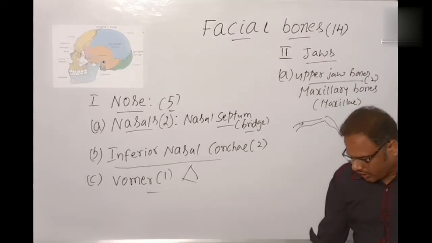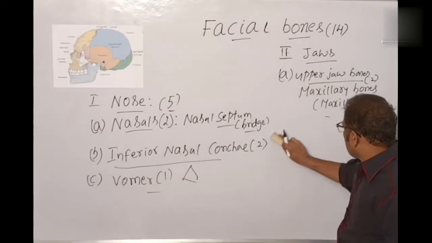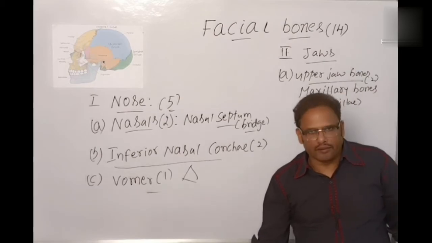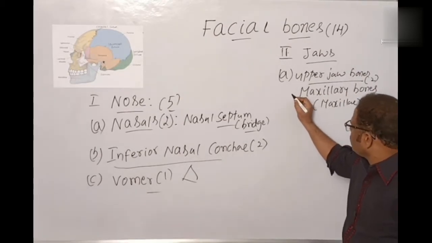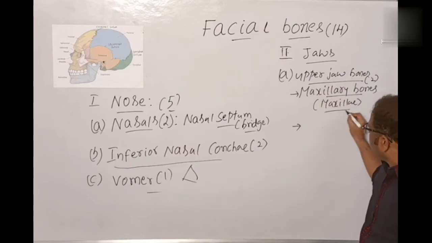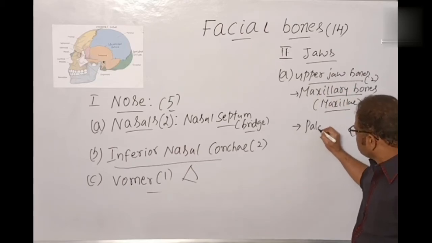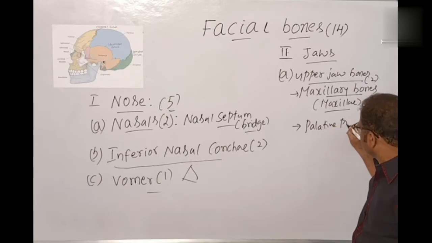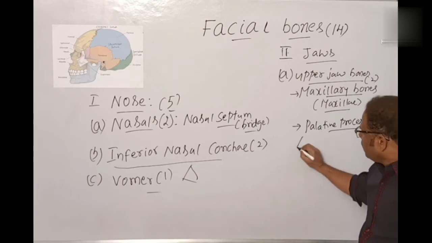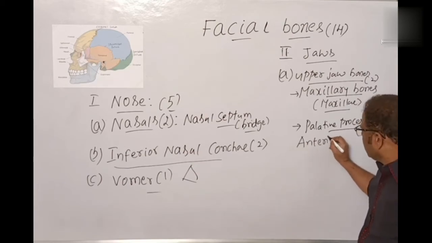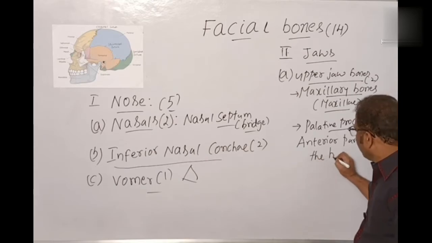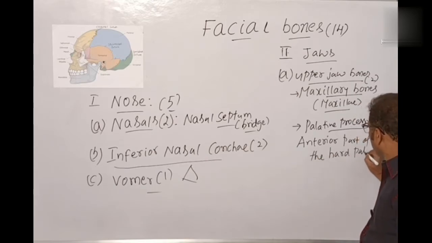So these 2 are called maxillary bones, and the jaw sockets where the maxillary teeth are present are called alveoli. Okay, students. And this is the first point to remember here. The upper jaw bones, the maxillary bones, also contain the palatine processes. Palatine processes form the anterior part of the hard palate.